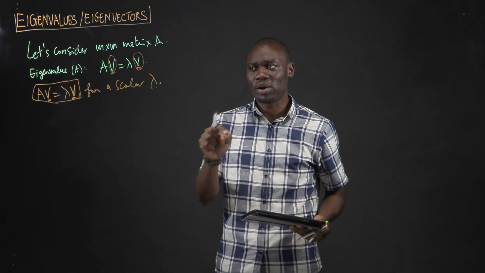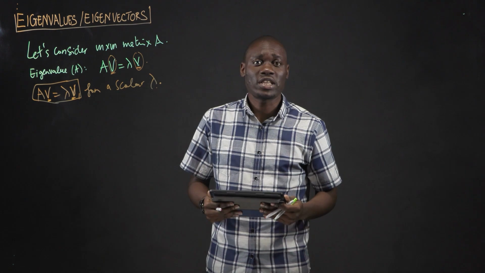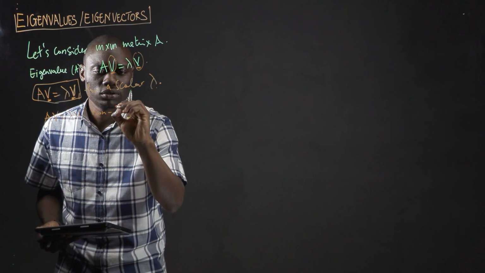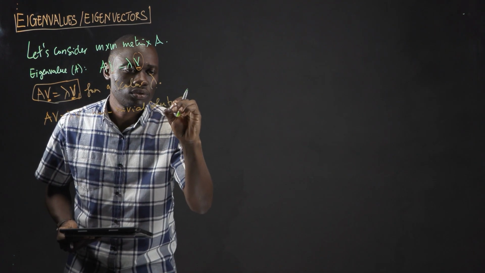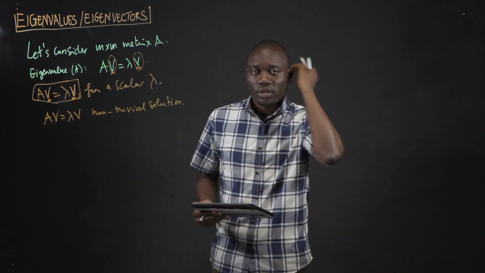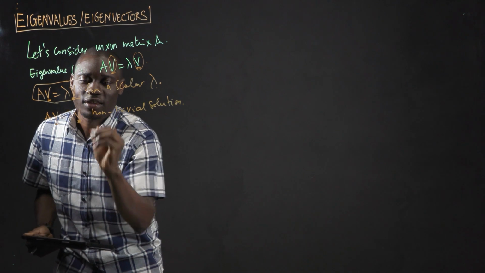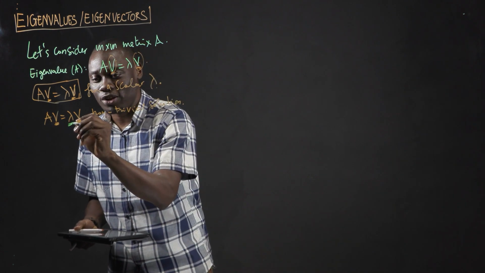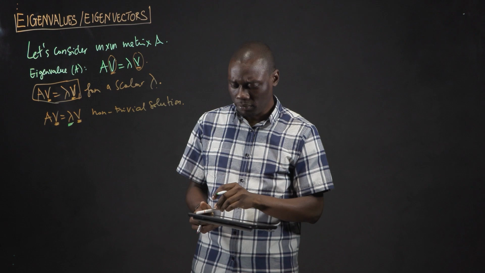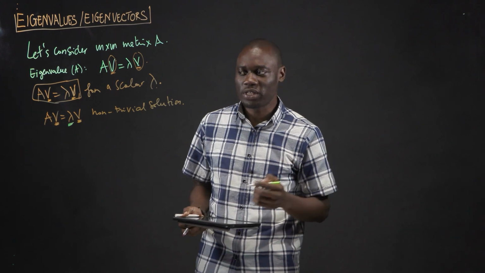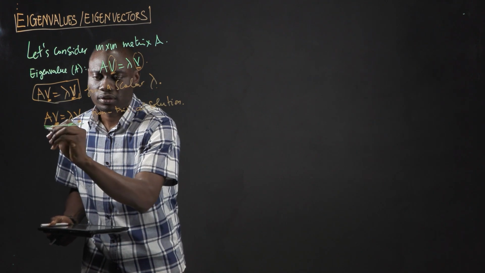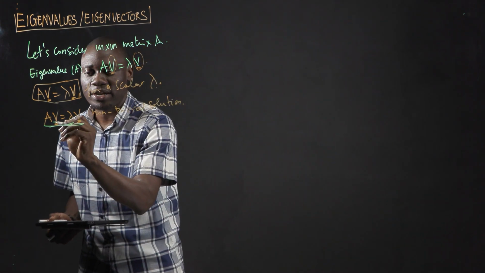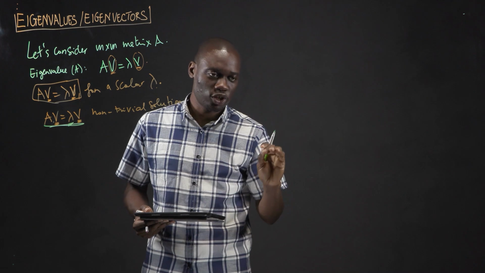Now, let's have a deeper look at the meaning of this equation. What does it mean for the equation AV equals lambda V to have a non-trivial solution? V will represent a special vector for some special eigenvalue lambda. What are we trying to say? We're trying to say that to solve this equation, we need to find a special vector V such that when V is multiplied by matrix A, the vector V will keep the same direction.